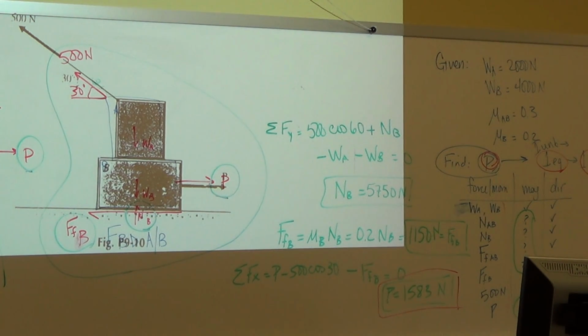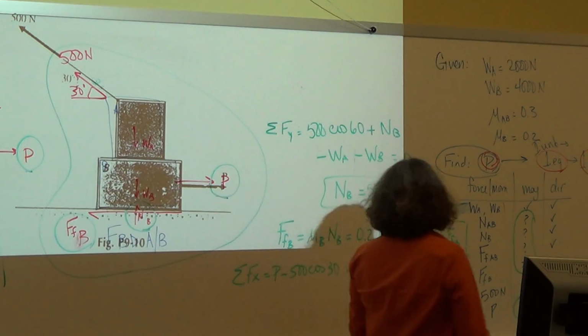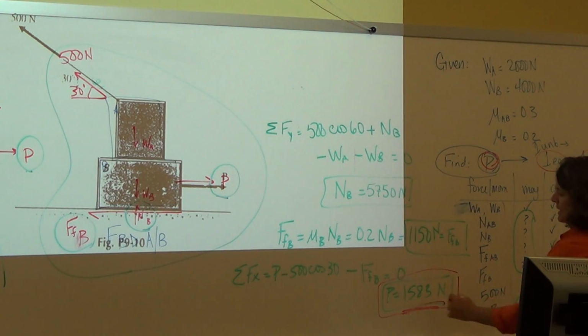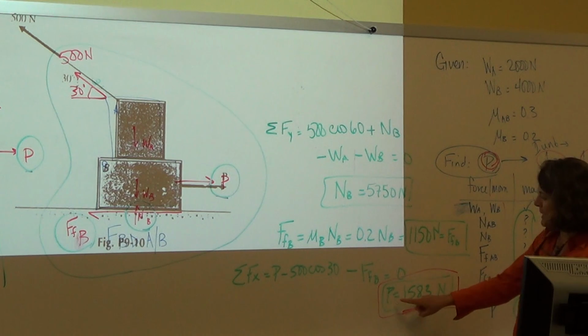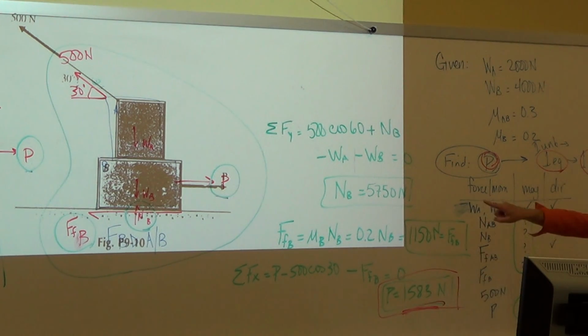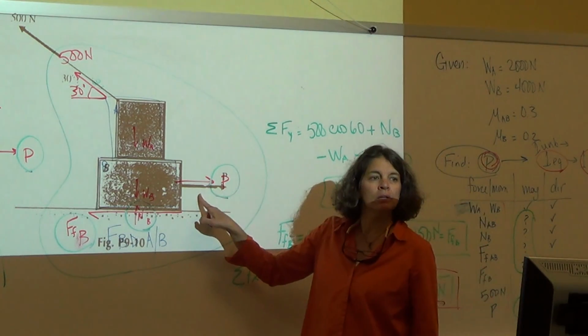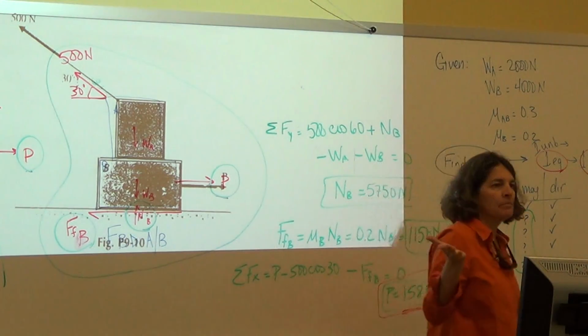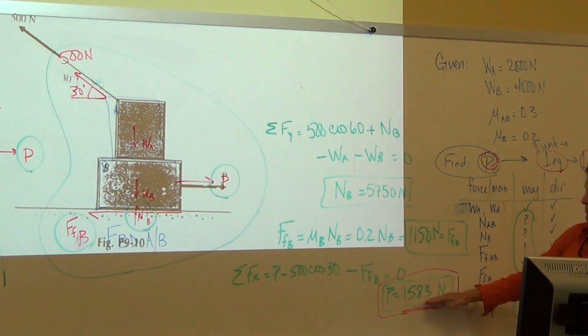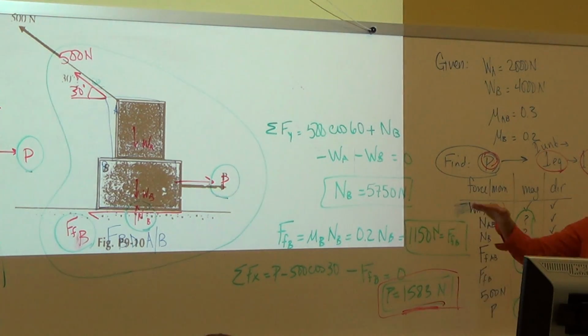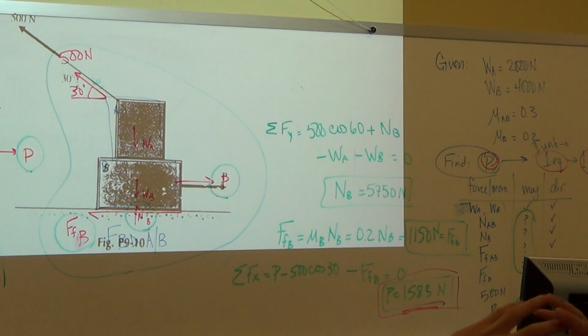You just used equilibrium equations to find that P is 1583. When P is greater than 1583, what's going to happen? It's going to move. If P is only 100, what's going to happen? It's not moving. So this is the maximum value. This is the value at which movement starts.